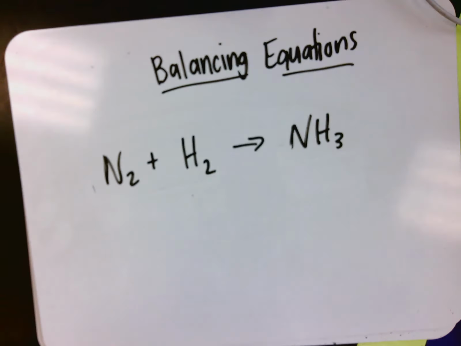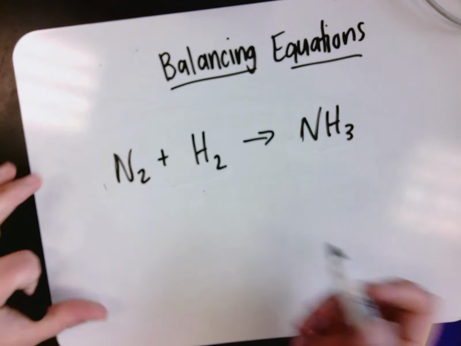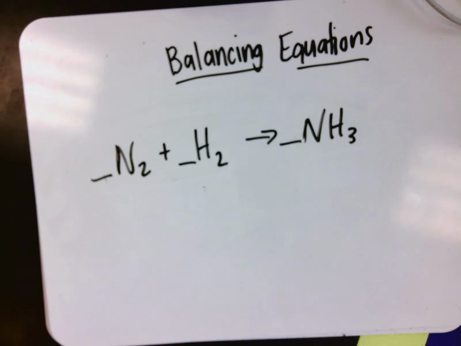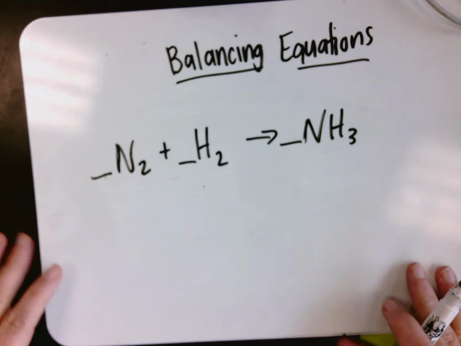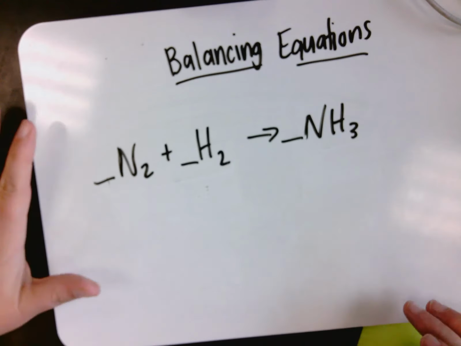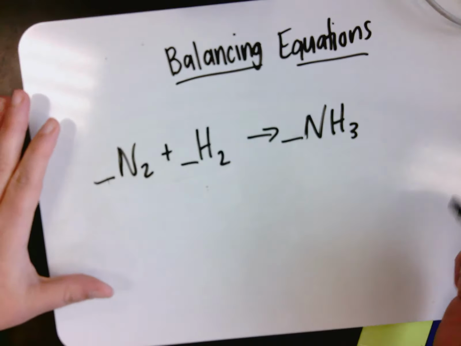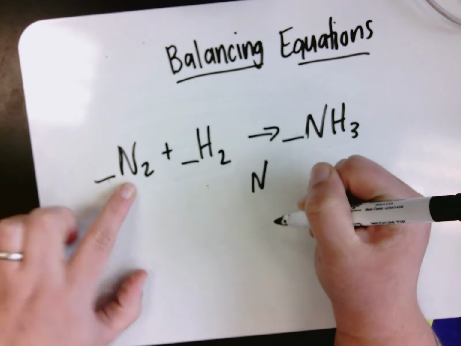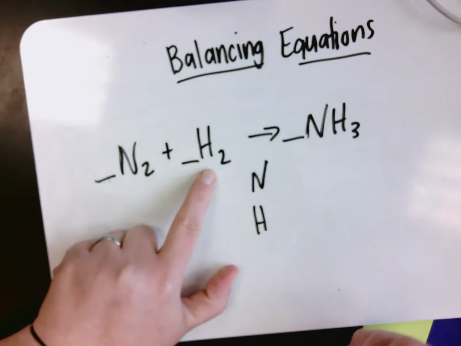So how do we do that? Well, we use coefficients. And coefficients are those big numbers that you see in front of the chemical compounds that are in a chemical equation. To be able to balance this equation, the first thing we're going to do is take an inventory of what kinds of elements are in this equation. So, for example, we have nitrogen in this equation, and we have hydrogen in this equation.